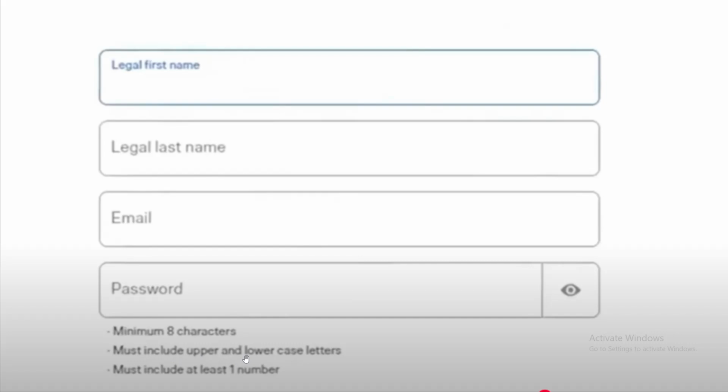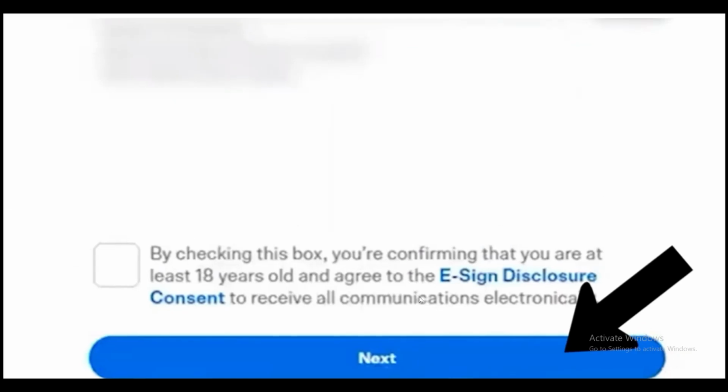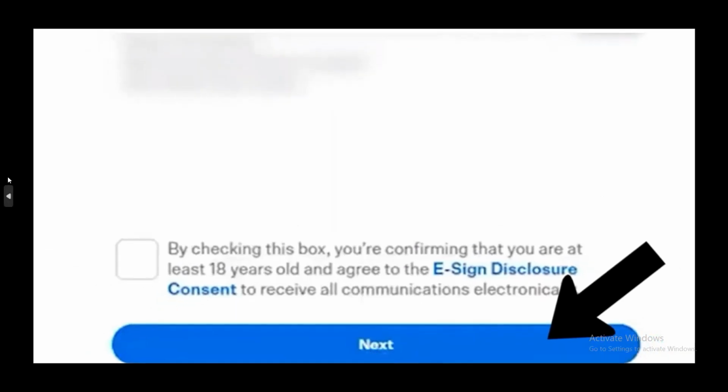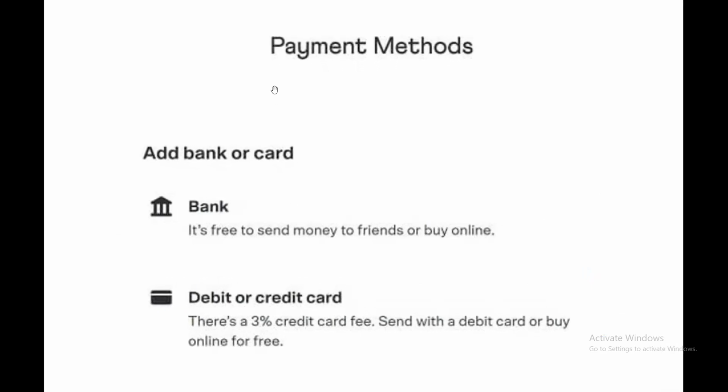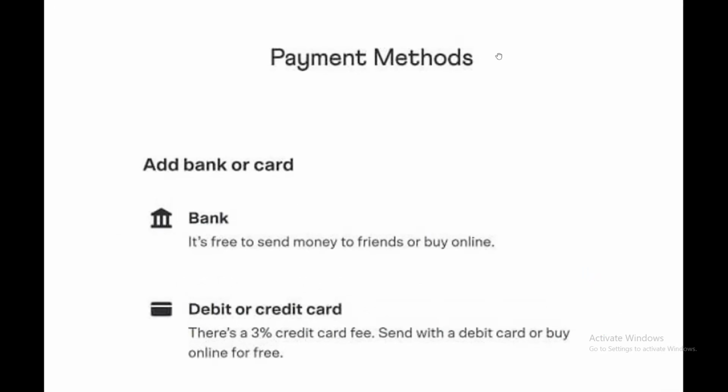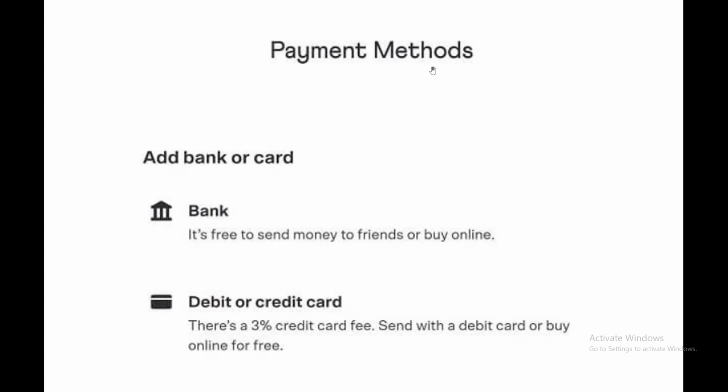After entering your personal details, you'll move on to adding a payment method. Venmo supports several options here, including linking your bank account, debit card, or even credit card. Choose the method that works best for you and follow the prompts to enter the necessary details. Remember, linking a bank directly often allows for fee-free transactions when sending money.